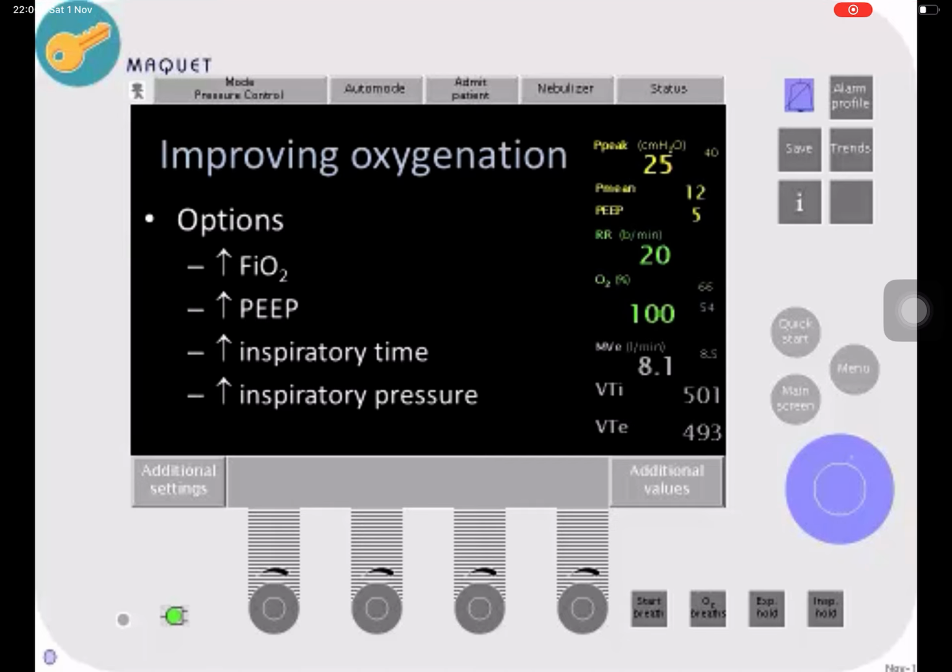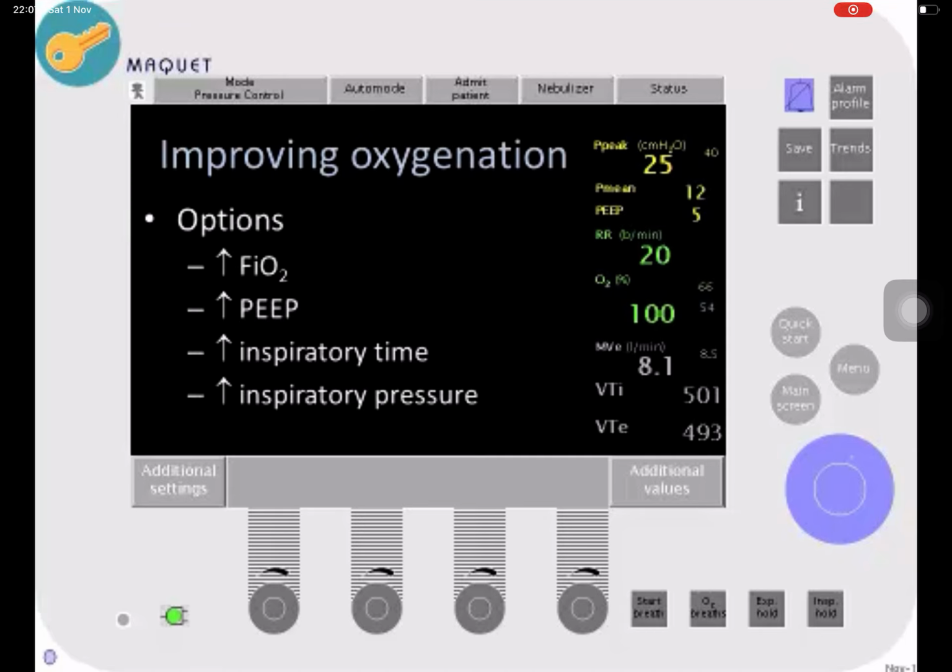While treating any underlying cause, there are a number of ventilator changes that may improve oxygenation. The FiO2 is already 100% and so cannot be increased. Increasing the inspiratory pressure would increase the mean alveolar pressure and improve oxygenation, but would increase the risk of volutrauma and barotrauma. And the tidal volume is already 8 mils per kilo. Increasing the inspiratory time would increase the mean alveolar pressure, but might cause patient ventilator dysynchrony or gas trapping.